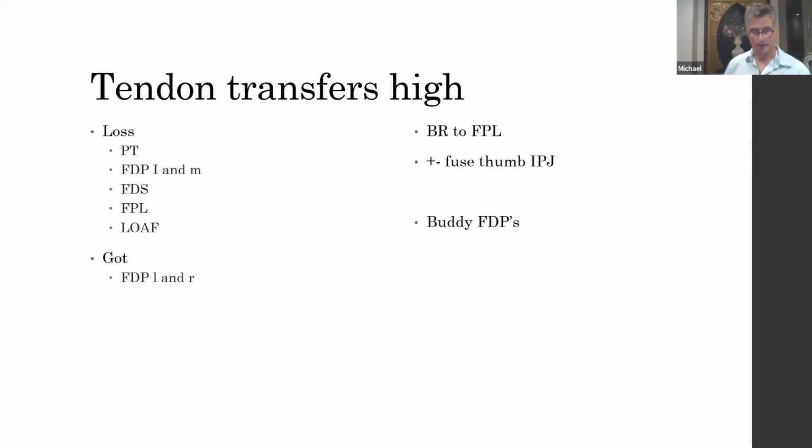Okay. So what have they got to spare? They've got the brachioradialis, because now you need to give them thumb function, and you need to get all the fingers to bend in. So it's easy to get all the fingers to bend in. You just buddy suture all the FTPs together. So that's buddy the FTPs. And now to get your thumb to flex, you've only got radial nerve motors. So you use brachioradialis to the FPL.